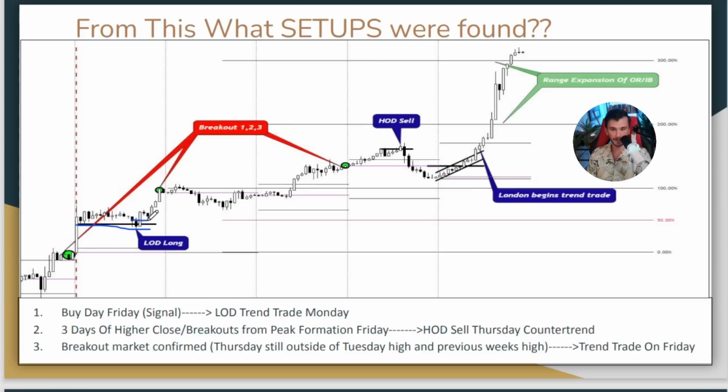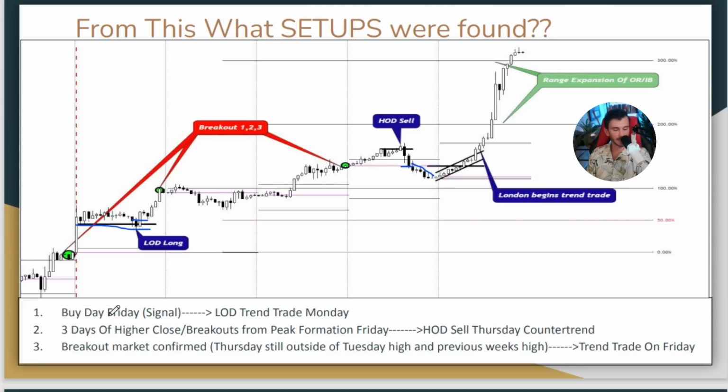There's the engulfment to the upside. Next thing, 3 days of higher close or breakouts, a peak formation that could lead to a high of day sell. So on Thursday, even though we're in a breakout to the upside market, we do have 3 days of breakouts now, 1, 2, and on that third day of breakouts, the market trades back up into the high of day and engulfs. That could be a counter trend high of day sell targeting the previous day's close, and obviously this went a little bit further.